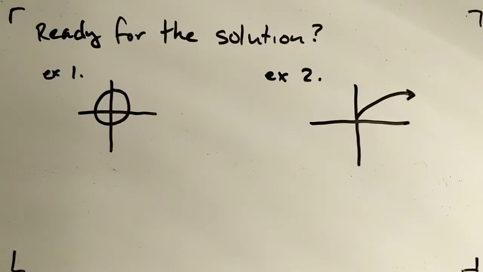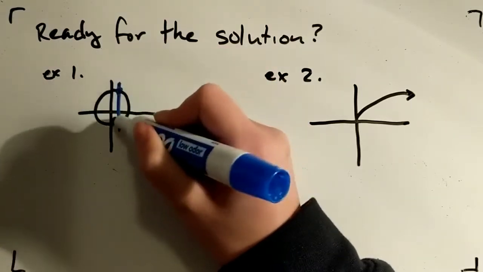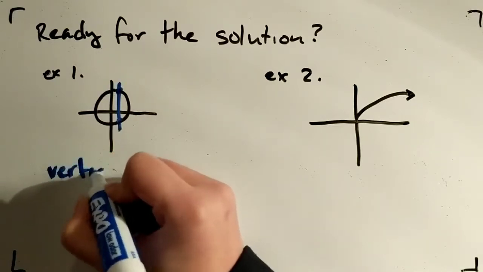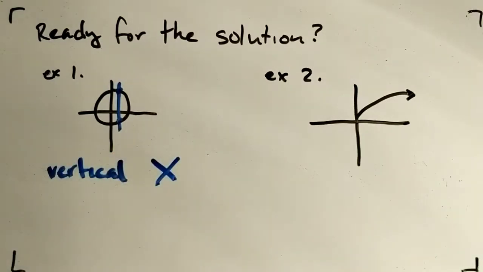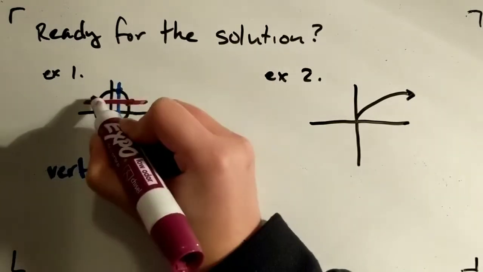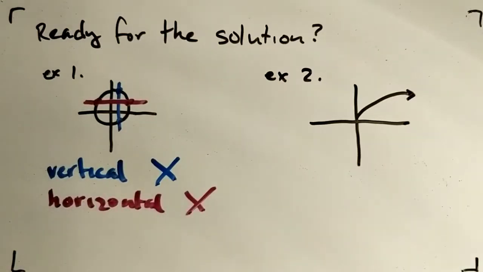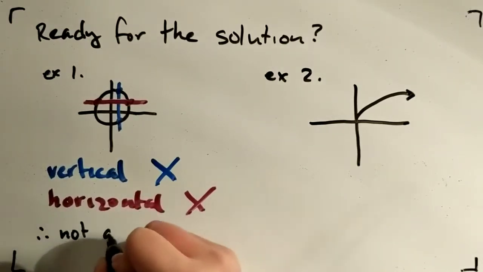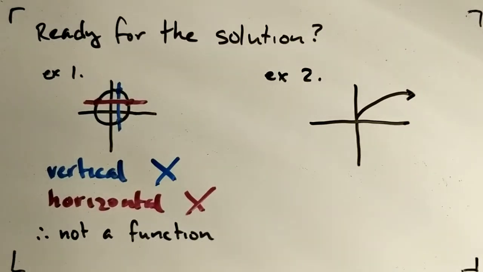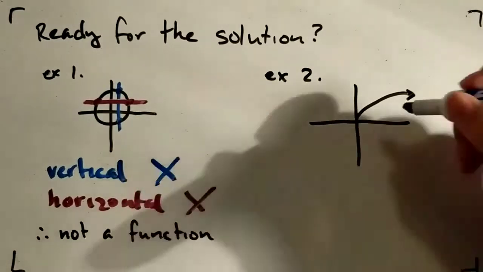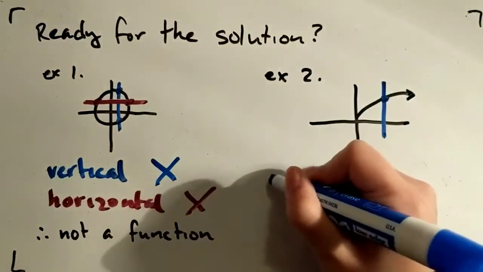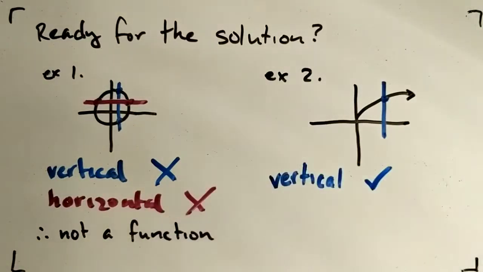Are you ready for the solutions? So here you can see that it does not pass the vertical line test, and it doesn't pass the horizontal line test. We already knew after it didn't pass the vertical line test that it wasn't a function, but we were just checking to see if it passes the horizontal line test. So example 1 is not a function.